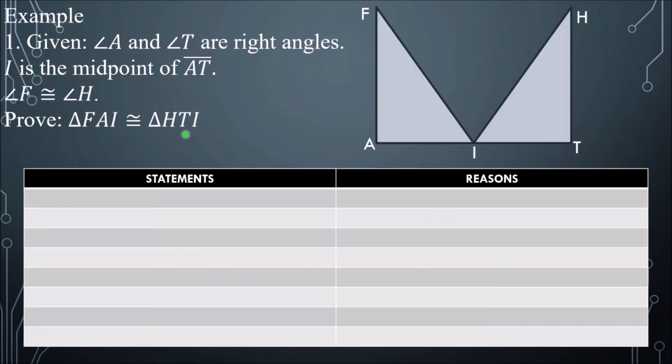Let's have an example. Given in this figure, angle A and angle T are right angles. I is the midpoint of AT. Now angle F is congruent to angle H. Prove that triangle FAI is congruent to triangle HDI.